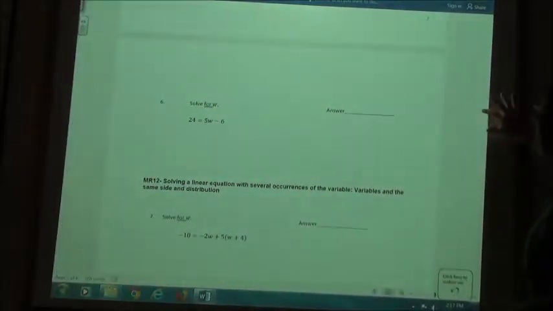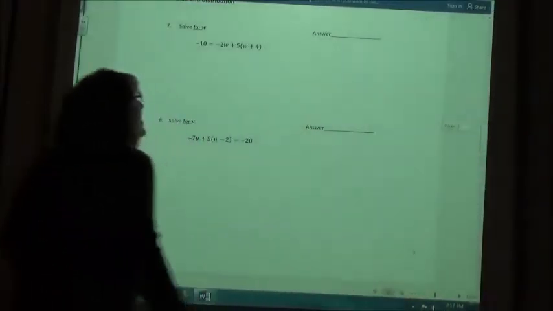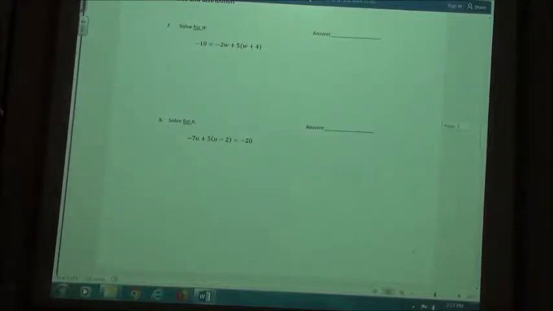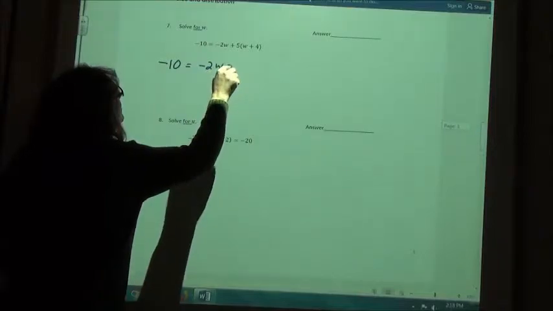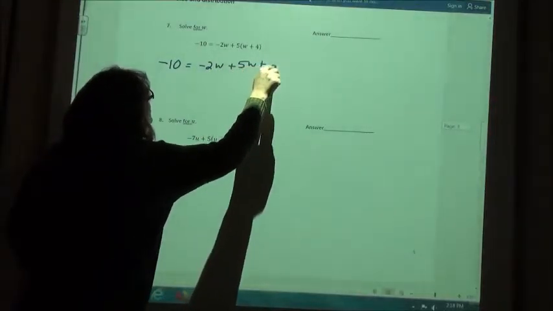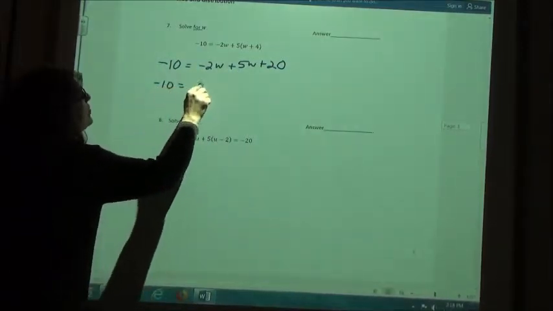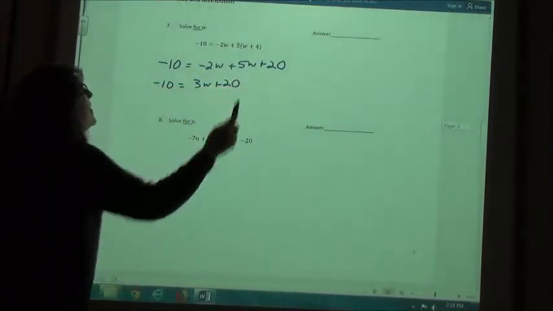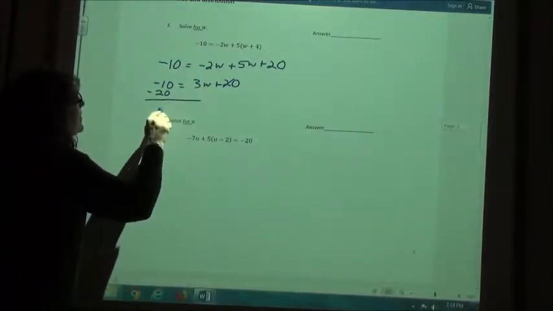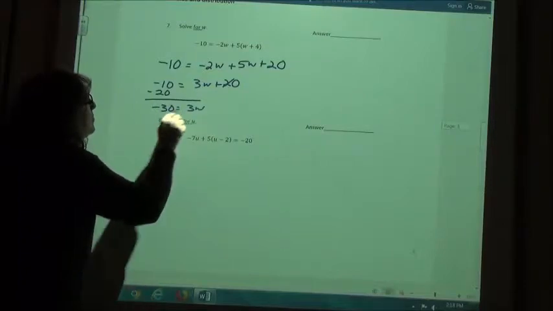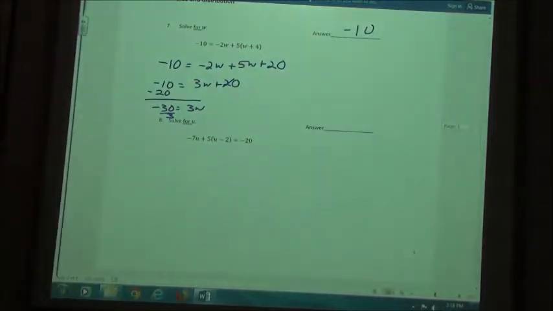The next ones, we got a little bit longer equation to solve. Again, if you've all taken college algebra, you ought to know how to do these. First thing I'm going to do is get rid of my parentheses. Negative 10 equals negative 2w plus 5w plus 20. Combine my like terms, so negative 10 equals 3w plus 20. Then solve it like the previous one, so subtract my 20. Negative 30 equals 3w, divide by 3. And negative 10 is my answer.